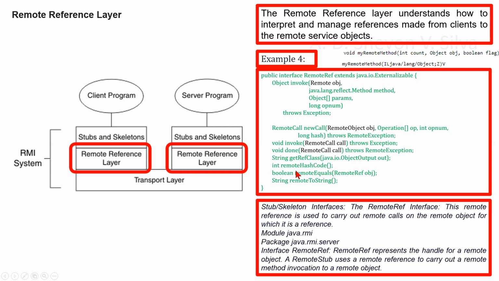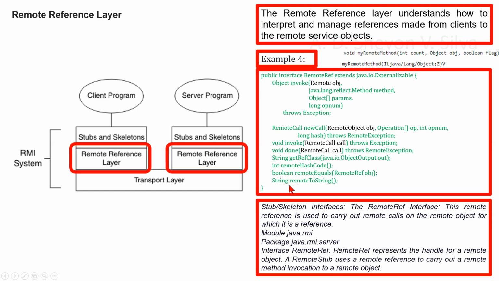The method remote hash code returns the hash code for the remote object. Two remote object stubs that refer to the same remote object will have the same hash code in order to support the remote object as keys of the hash table. The remote object forwards a call to the hash code method to the remote hash code method of the remote reference.